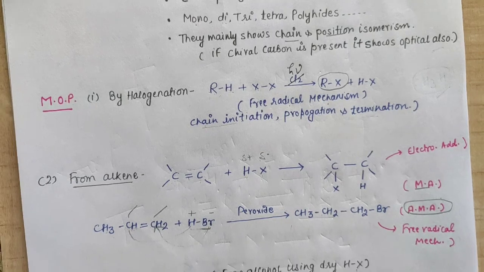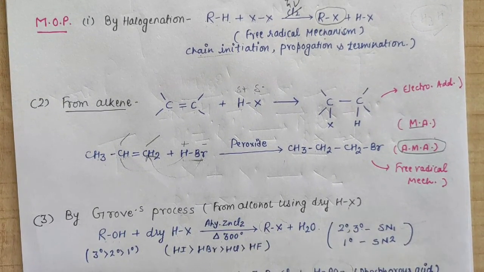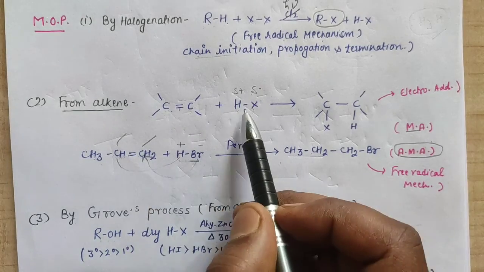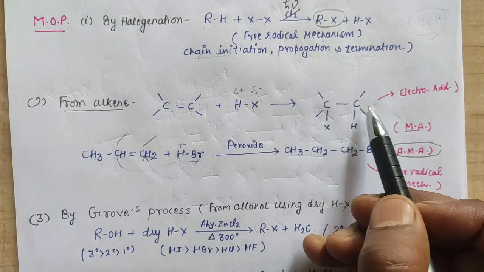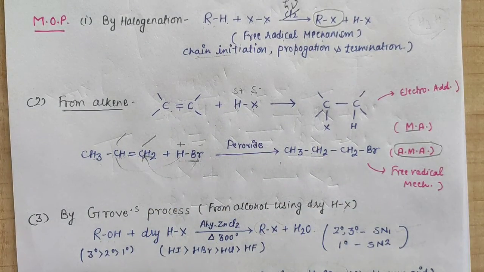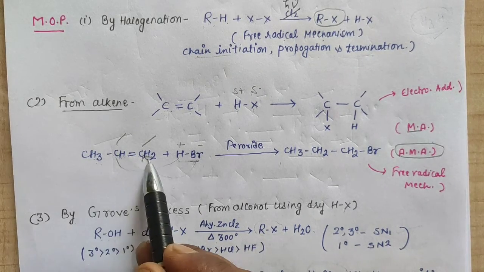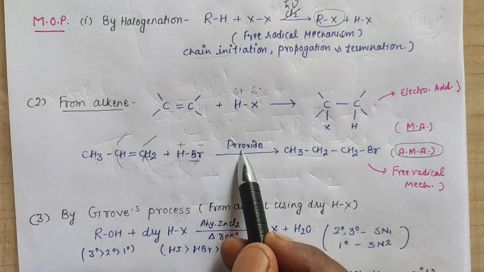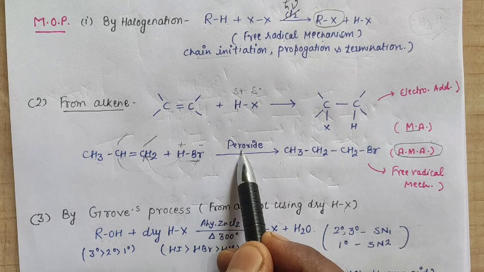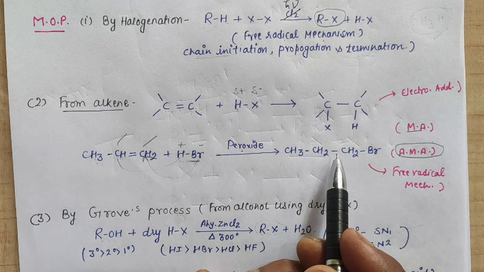Now the next method you all know, that is from alkene. Alkene will react with HX. This is known as electrophilic addition, simple Markovnikov addition. And another: an unsymmetrical alkene reacts with HBr in presence of any organic peroxide. So what will happen? This will form this product.